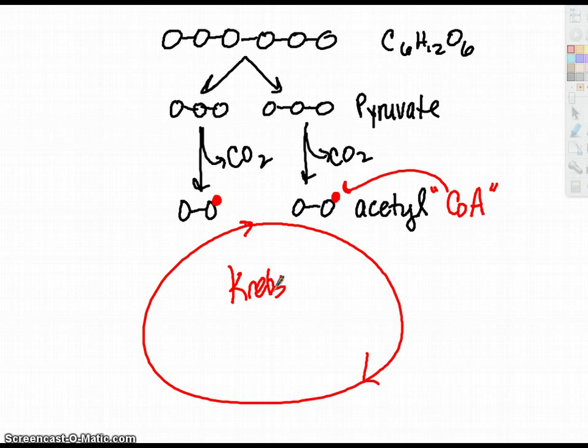So our 2 acetyl groups are now going to feed into the Krebs cycle. By the end of the Krebs cycle, our carbons are all going to become carbon dioxide. All of our carbons and our oxygens are going to be gone. So let's go now to our next step.